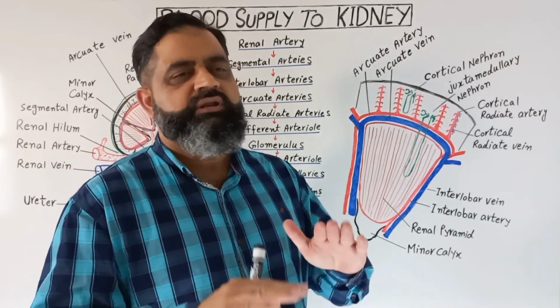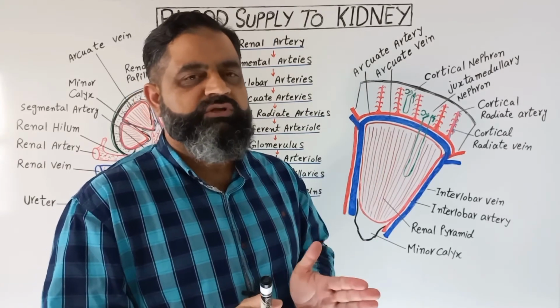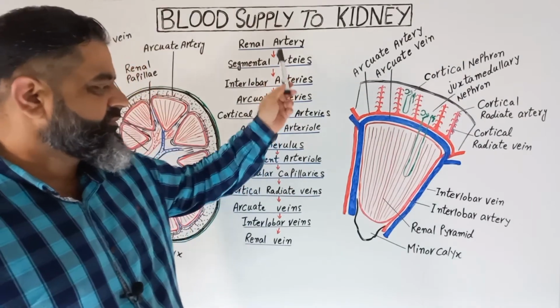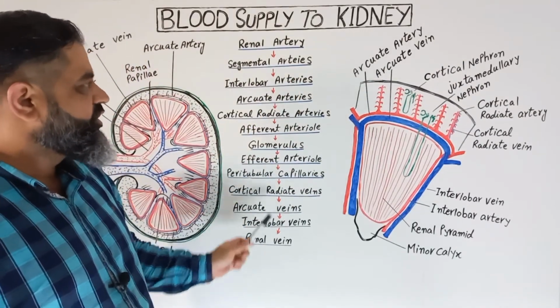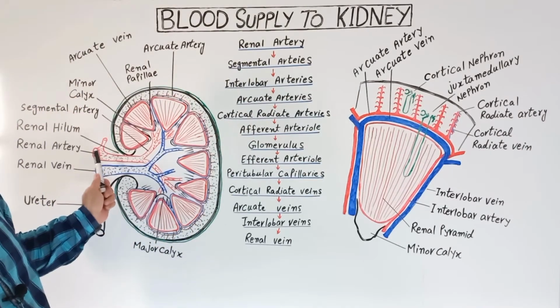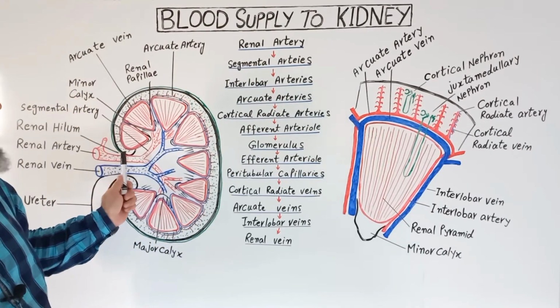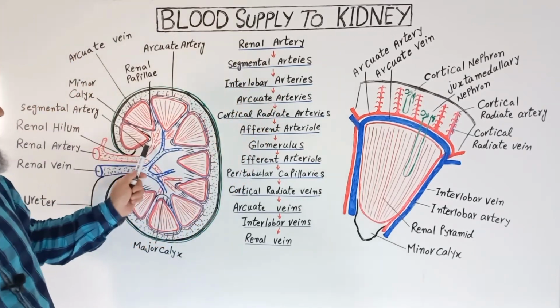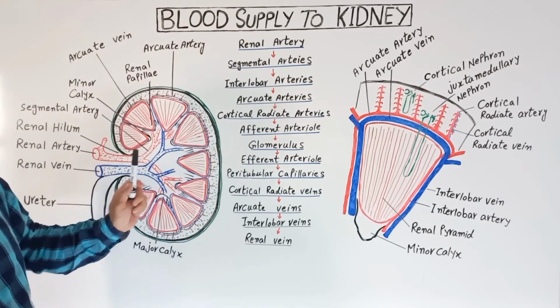So to understand this whole mechanism in an easier way, I have made a scheme for you so that you can remember all this process. First of all, we are going to start with renal artery. As you know, renal artery is the main blood vessel which is supplying blood to the kidney, which divides into segmental arteries. As you can see right over here, segmental arteries.